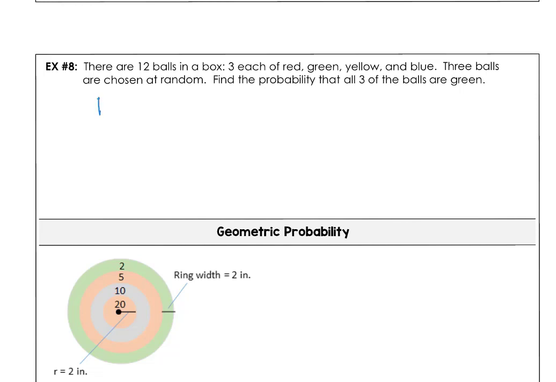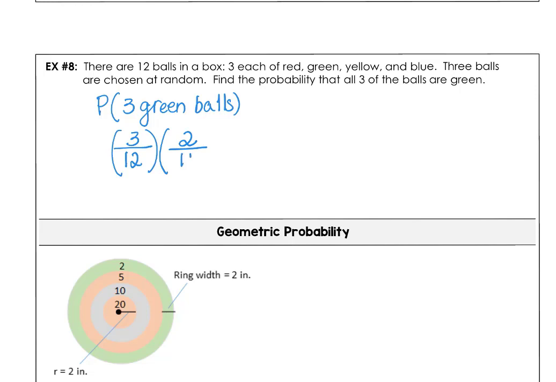Order isn't important, so the probability that we're going to get 3 green balls out of the box would be, first you got the first draw, that's 3 out of 12. And then if you got the green ball, then you would have 2 green balls left out of the 11 total. And if you got the second green ball, then you would have 1 green ball left out of the 10 remaining.